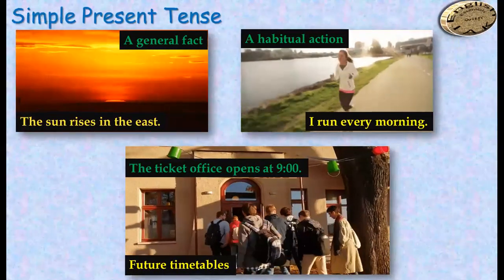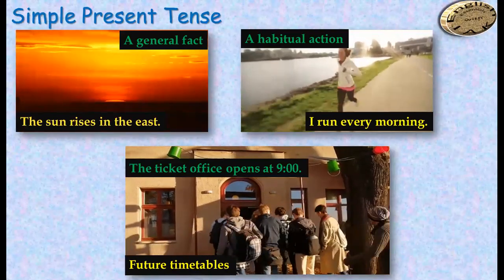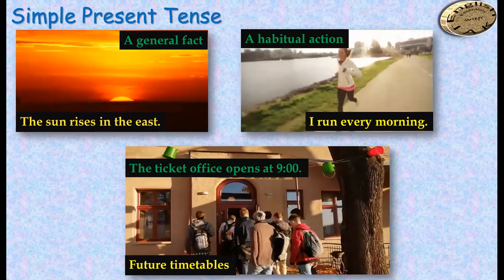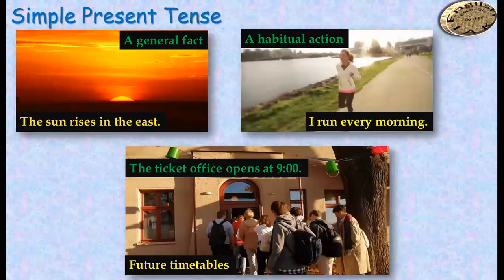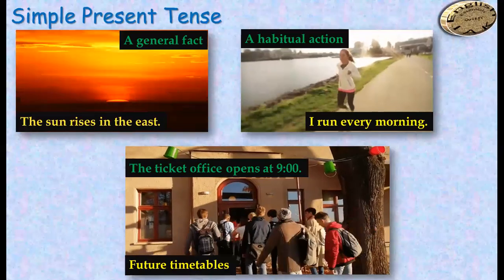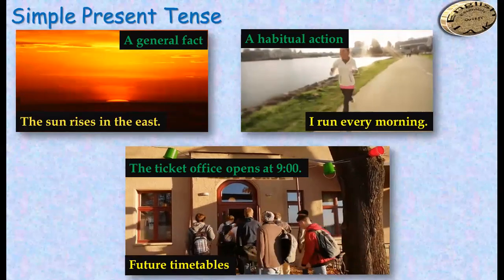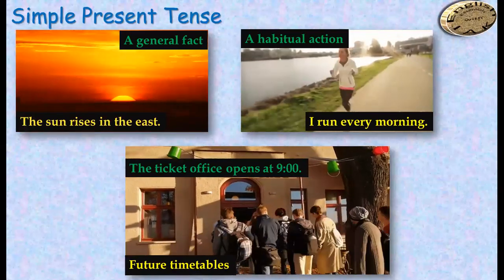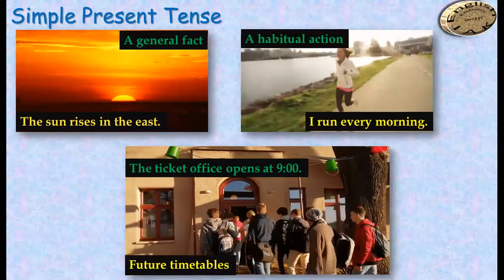That is simple present tense. A general fact. The sun rises in the east. Describes a habitual action. I run every morning. Also describes future timetables. The ticket office opens at 9.